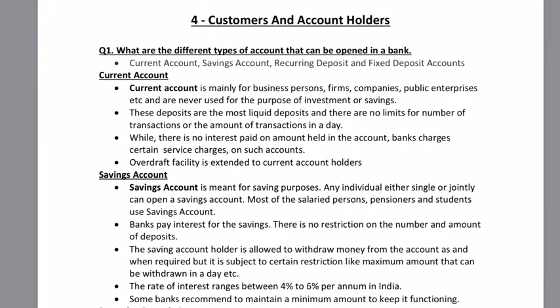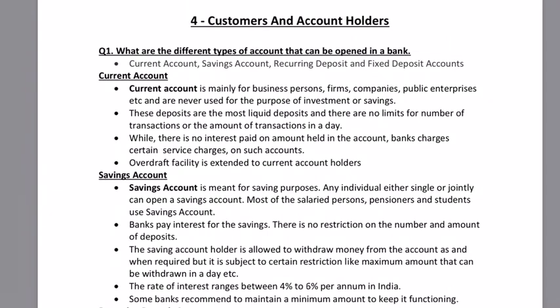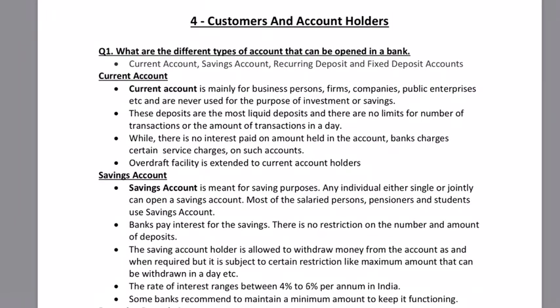Okay. Moving on, the next is savings account, which is the most common type of account, and it is meant for savings purpose. So any individual, either single or jointly, can open an account. Mostly salaried people or pensioners or students use savings account. Banks do pay a nominal interest on the savings account, and there is no as such restriction on how much amount you can deposit in the savings account.